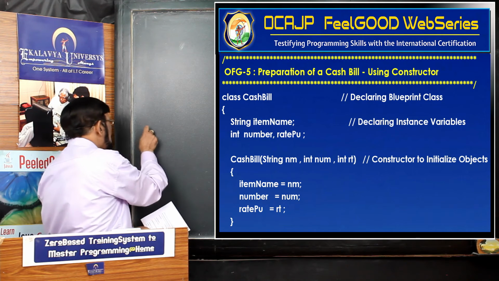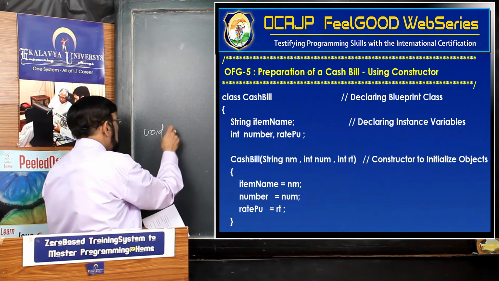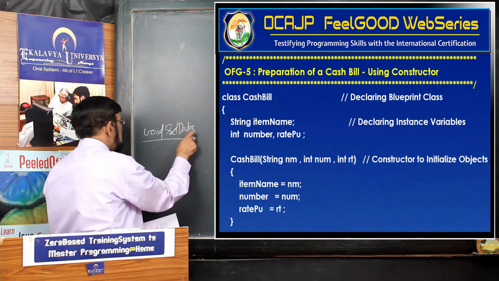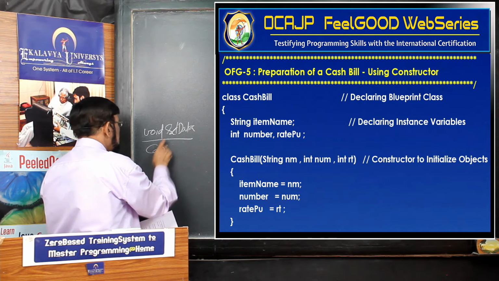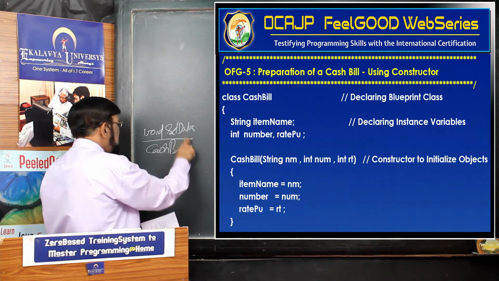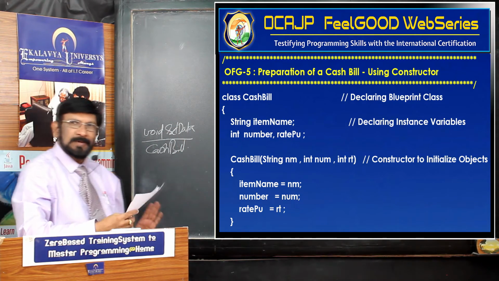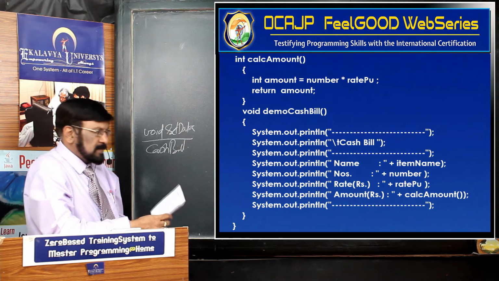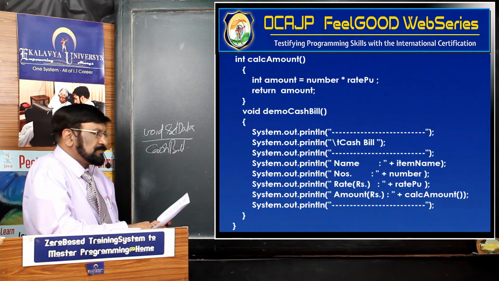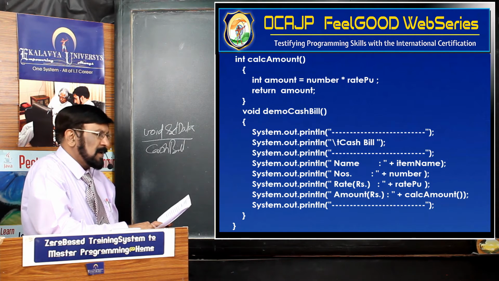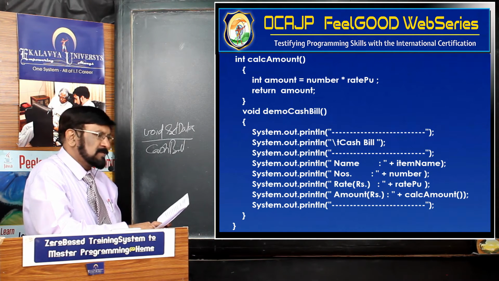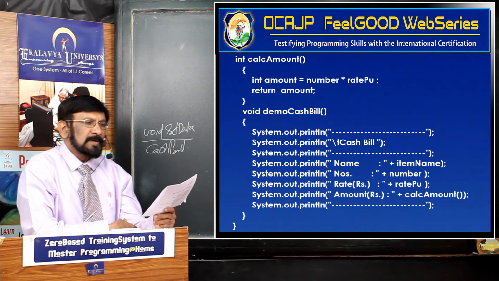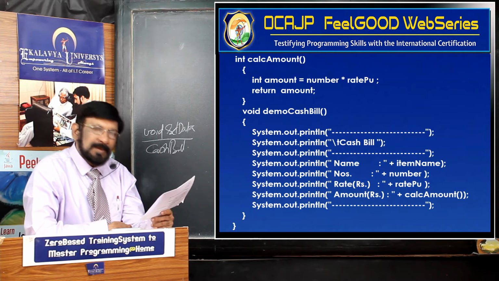Now, what is missing? Void set data is missing. Instead of that, what has come? The class name has come. Nothing else is different. Then thereafter, let us see the methods. Calculate amount, already explained to you. I need not explain. One time you write, it is very simple. Thereafter, demo cash bill.